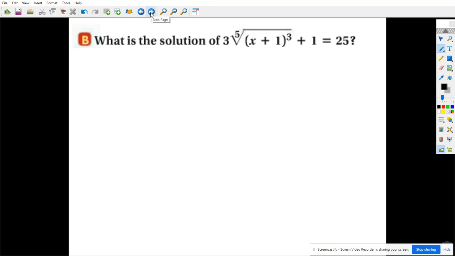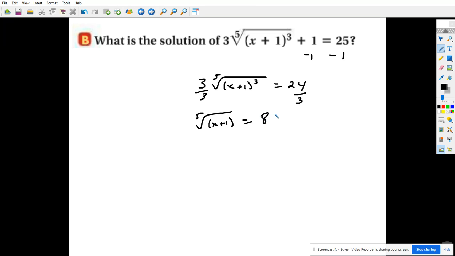So again, I need to get the radical by itself. So I'm going to subtract 1: 3 times the 5th root of x plus 1, cubed, equals 24. I'm going to divide by 3. I've got the 5th root of x plus 1, cubed, equals 8. At this point right here, let's raise to the 3rd power. I'm going to rewrite this as a fractional exponent. This is the same thing as x plus 1 raised to the 3/5 power. Okay, well, I can also write this as 8 to the 3/5 power.